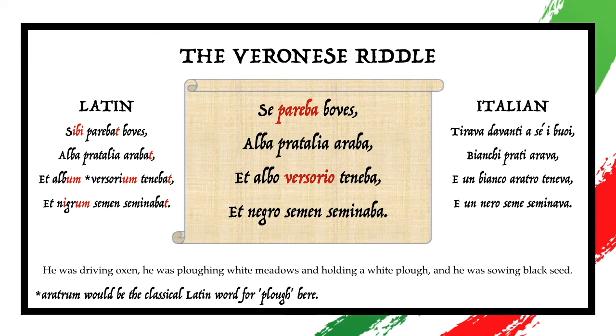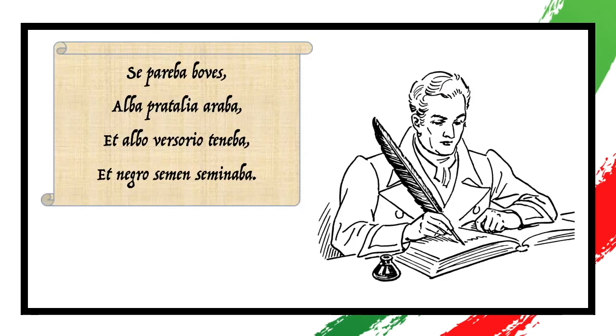And the answer to the riddle? The oxen are the scribe's fingers, the white meadows are the pages of a book, the white plough is the quill pen, and the black seed is the ink.